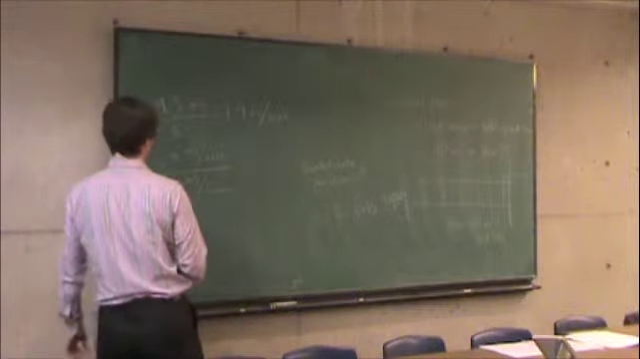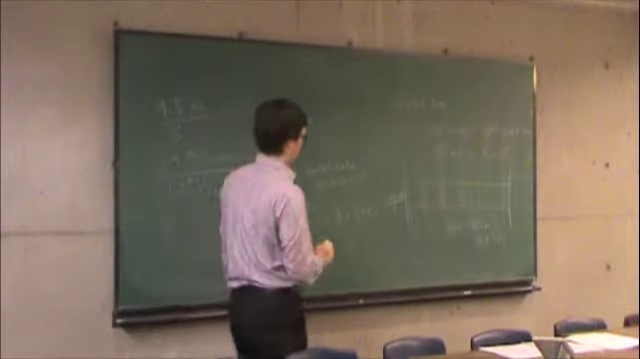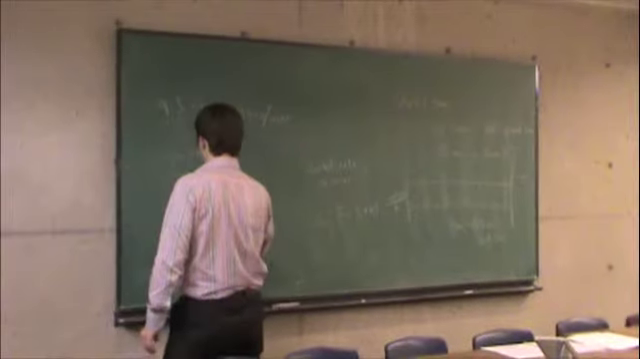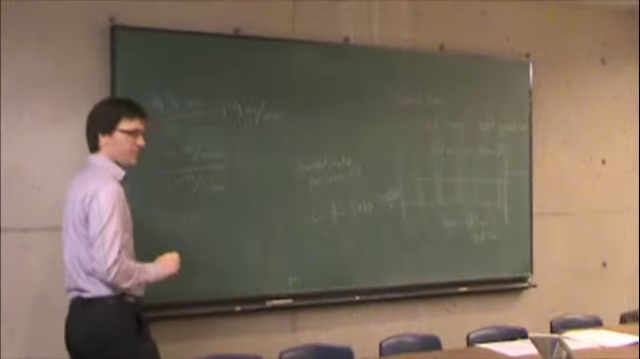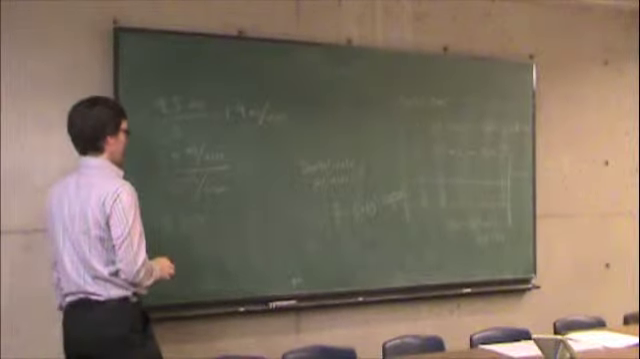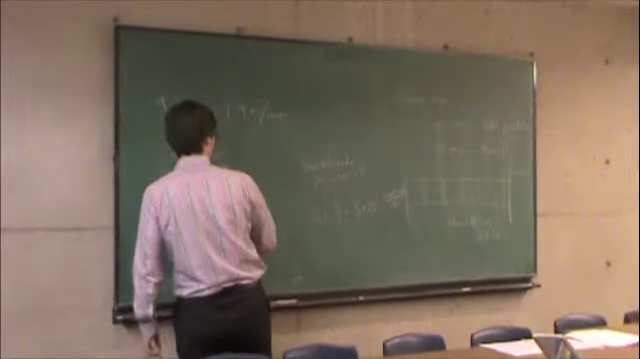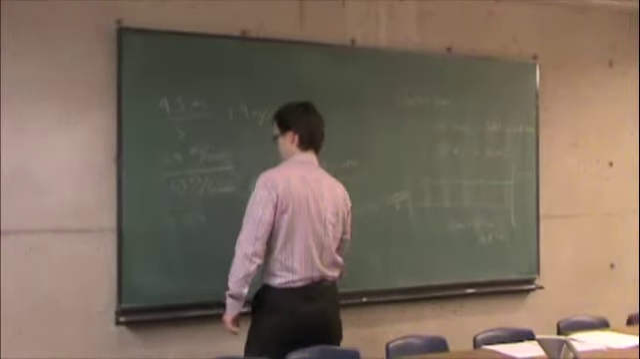So the fraction of the available bandwidth that the user gets should be 0.19. So each user gets the available bandwidth for 0.19 of the time, and so therefore the symbol rate for a user should be this times that.